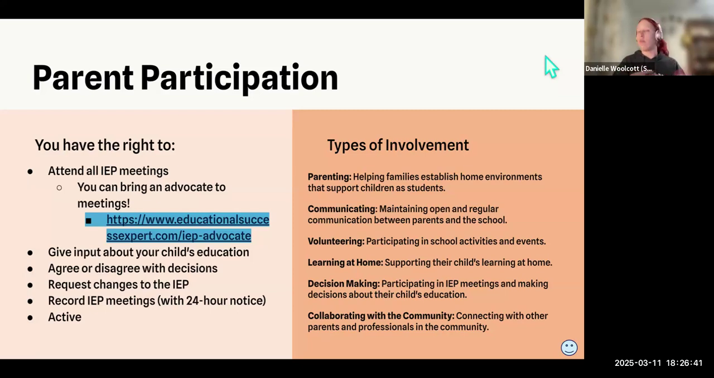And also a side note, you can bring advocates to meetings. There's a link to an IEP advocate resource there. But an advocate could also look like the child's grandparent or the child's family friend, somebody who could come in and help support, or somebody else who supports and is on that child's team at home that you want to help participate in their IEP. You have the right to give input about your child's education.